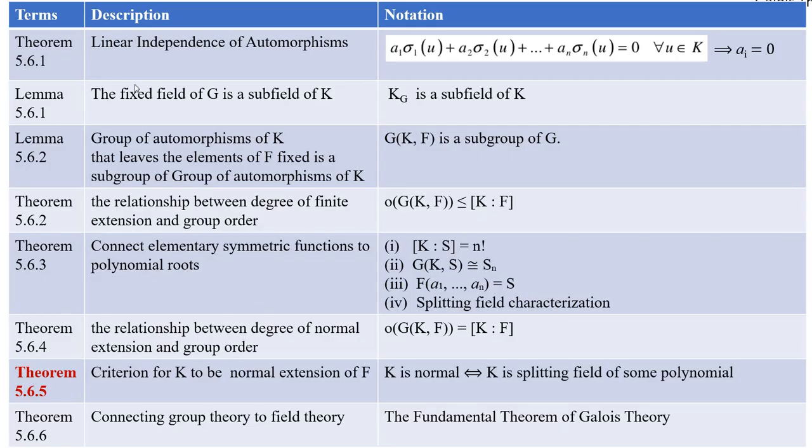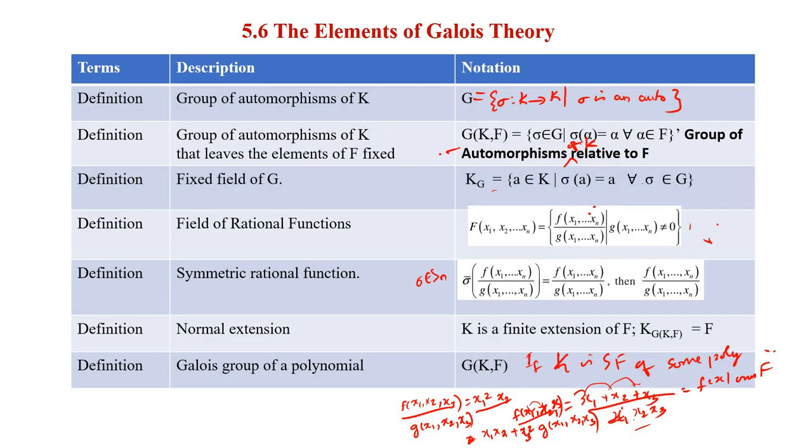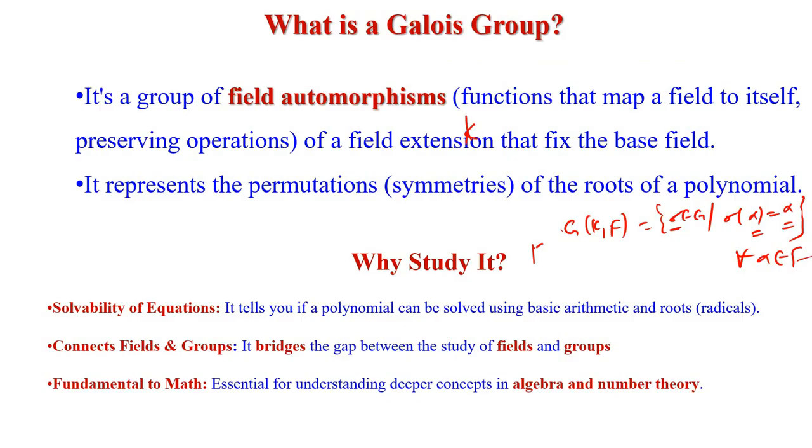Remember that you have six theorems, two lemmas, and seven definitions. So if we just again go through all the definitions and the results without proof, right now proof is not needed, because in this we haven't proved anything. So this is what a Galois group is, the number of theorems, number of definitions, and why we need to study it. All this is covered in this introduction to Galois theory.